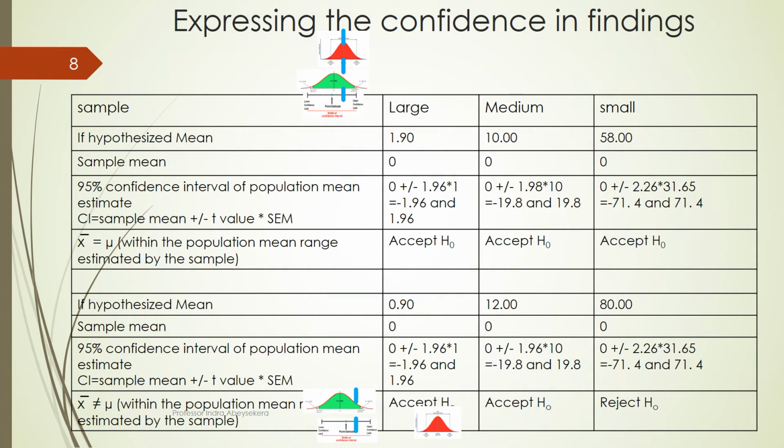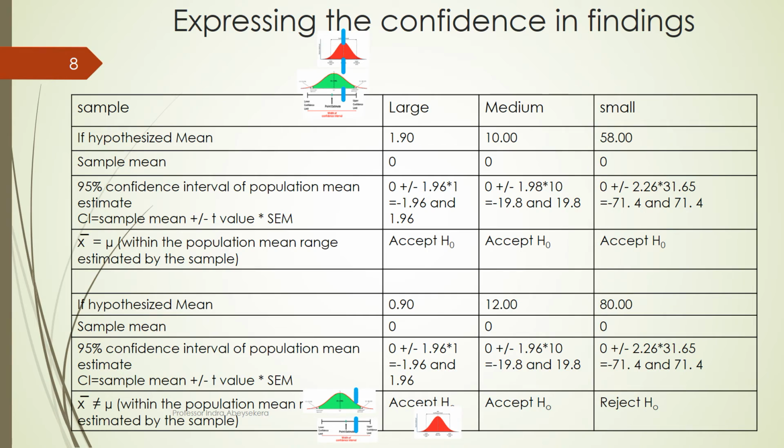And for large sample, it lies between minus 1.96 and plus 1.96. When we compare 1.9, it is within that range. It is within the range of the population mean that we estimate from the sample mean. So therefore, we accept the null hypothesis.